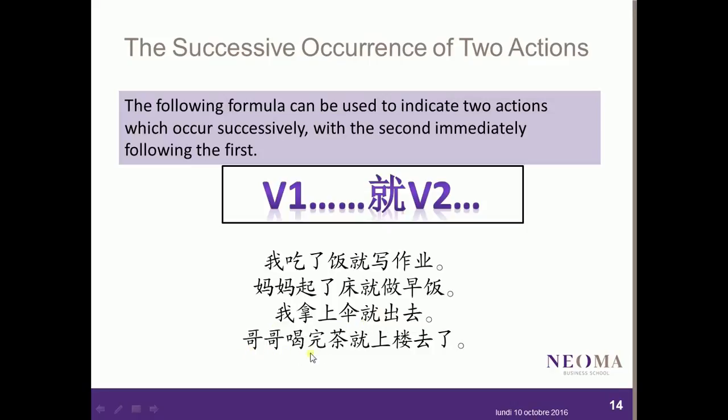Last one. 哥哥喝完茶. Normally, the first verb should be in completed status, meaning the action is done. As soon as the action is done, I'm going to do the next action. That's why normally it will have 了, or something to show this verb is finished. So, 哥哥喝完茶就上楼去了。哥哥喝完茶就 goes upstairs. Because we're always downstairs, and 哥哥 goes upstairs, which is going away from us.